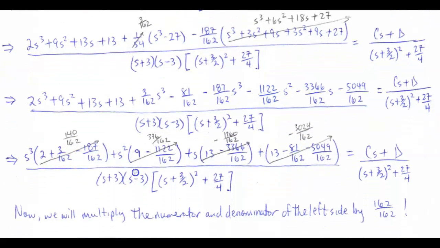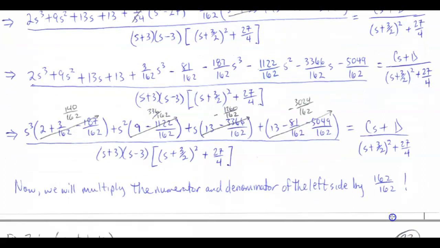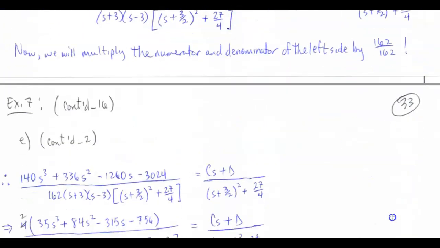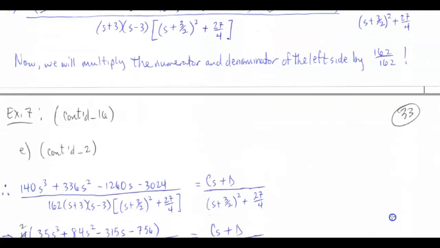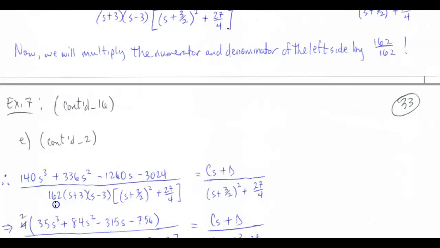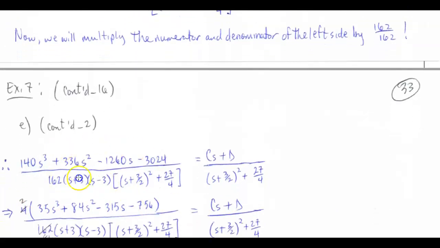So I'm at this point here, and now I'm going to multiply the numerator and denominator by 1, but I'm going to make 1 look like 162 over itself. So when I do that here, then of course that's going to clear out all the fractions. And of course I have 162 on the bottom here. And I got something that looks a little bit more tamed.